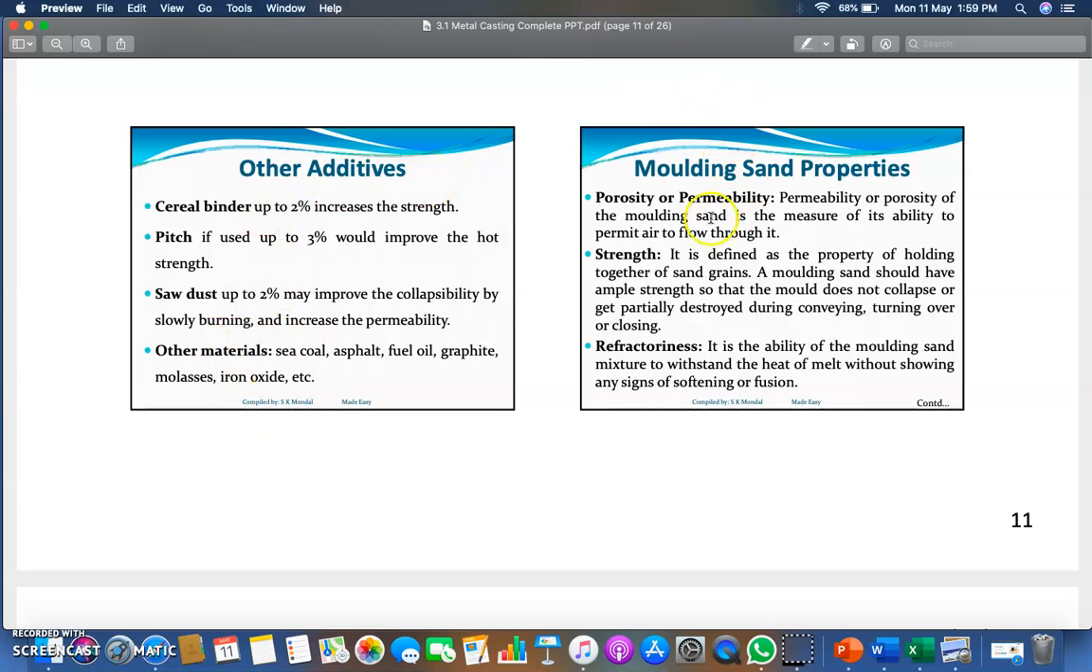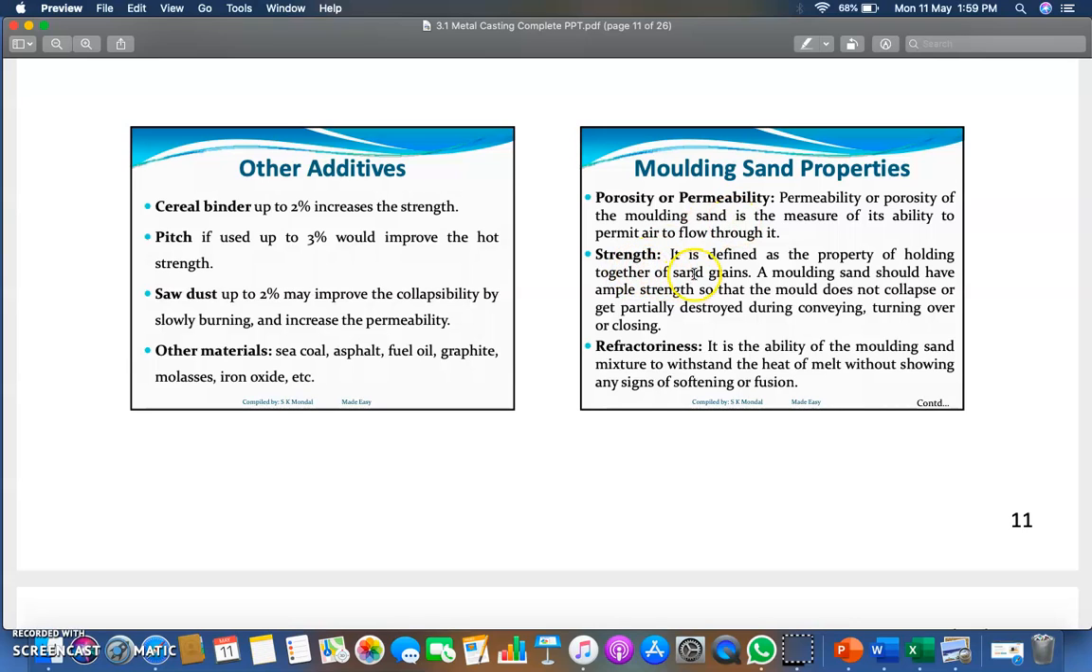Now what are the basic properties of molding sand? Those properties are porosity or permeability. Permeability or porosity of molding sand is the measure of its ability to permit air to flow through it. If it allows air to flow through it, that is called porosity or permeability.